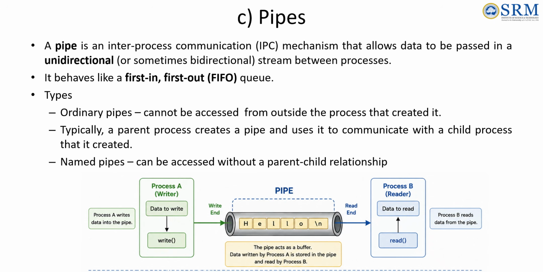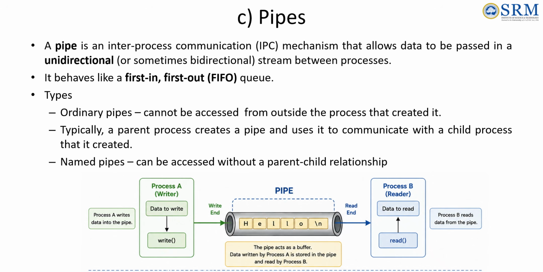Now let us move to the third communication mechanism, pipes. A pipe is an inter-process communication mechanism which allows data to be passed between processes. A pipe can be viewed as a stream of data. The data is generally transferred in a first in, first out or FIFO manner. That means the data that enters the pipe first is normally read first. Here it is shown two important types of pipes. The first one is ordinary pipes. The second one is named pipes.